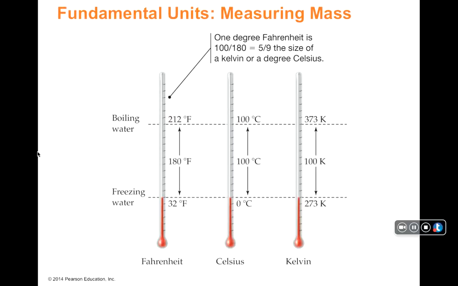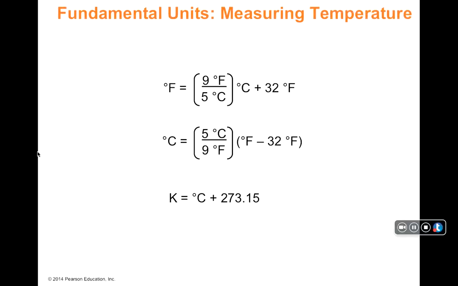Another type of measurement is measuring temperature. This should say temperature at the top here. One thing that you should be able to do is to convert from Fahrenheit to Celsius to Kelvin and vice versa. So between any of those 3 types of measurements. And you can see here the formulas to use to be able to do that.